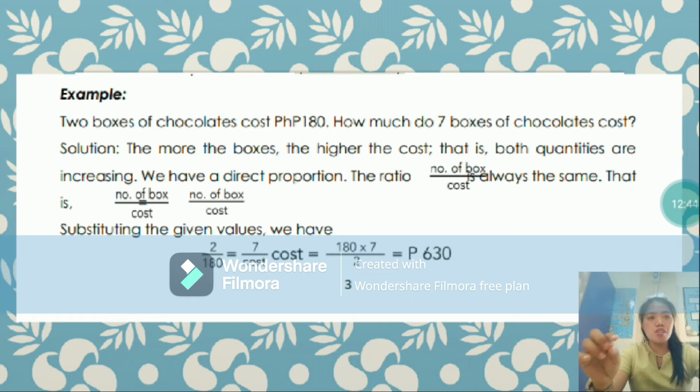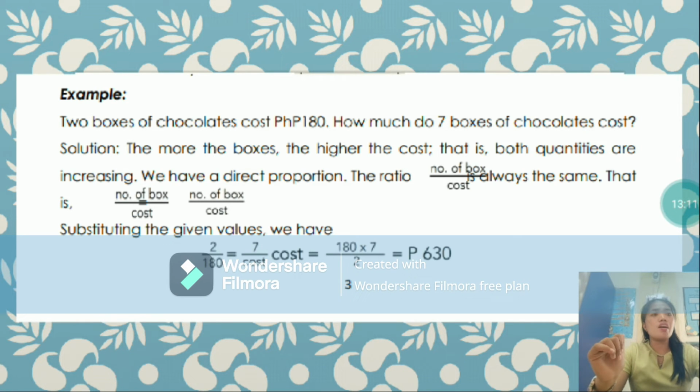So, you have there 180 pesos is equal to... you are asked, how much do 7 boxes of chocolates cost? So, you will write 7 in the numerator and then write the cost in the denominator. Okay? So, therefore, the cost will be equal to... You have to cross multiply. That's 180 times 7. Then divide it by 2.